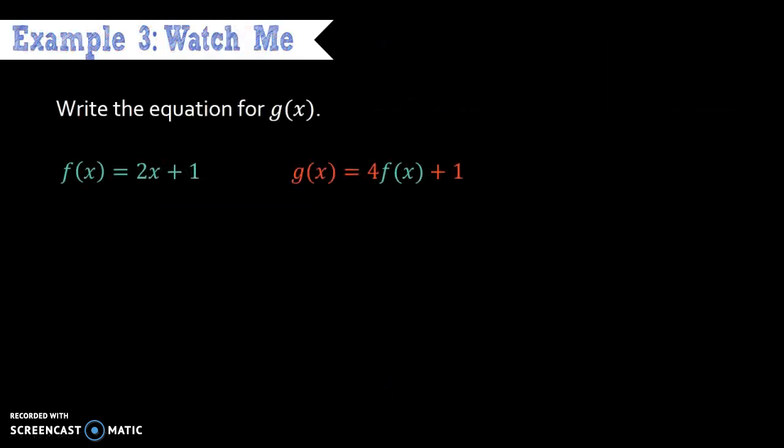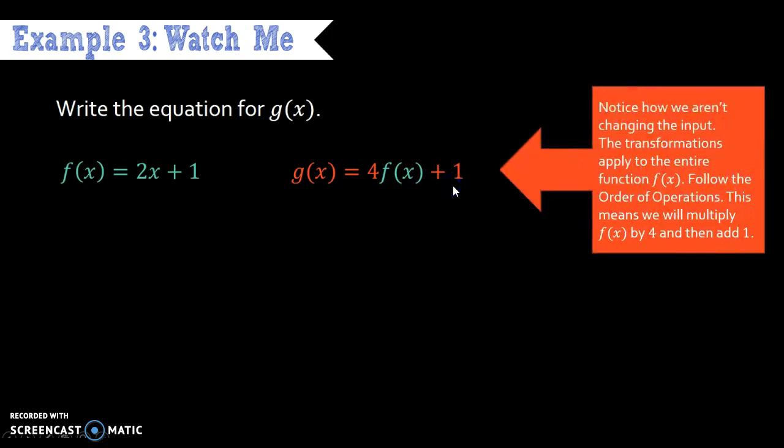Let's do an example. Write the equation for g of x. So you have your original function f of x, and then a rule. So this is telling you what to do. G of x is telling you to do 4 times f of x and then add 1 more. Notice how we aren't changing our input. The value right here in the parentheses is still x. I'm not changing what I'm plugging into my function. I'm just doing things to my function.